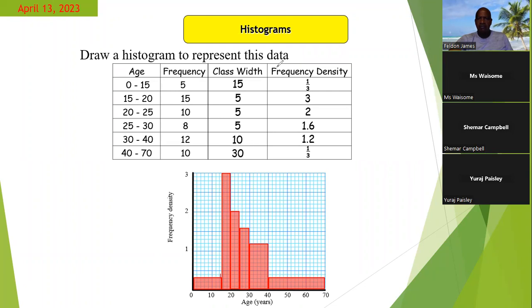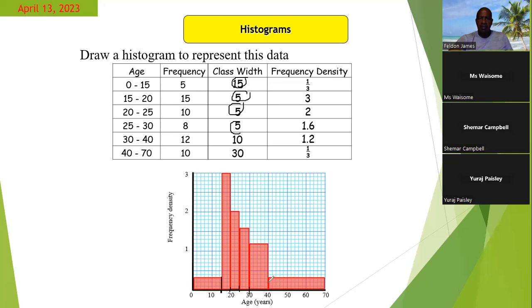I use a different color. So the first bar has a width of 15 because you're going from 0 to 15. So this is the width of the first class. The other class from 15 to 20 has a width of 5. The other class has a width of 5 again, from 20 to 25, and from 25 to 30 it's 5 again. So these 3 widths would be these 3 middle bars here.